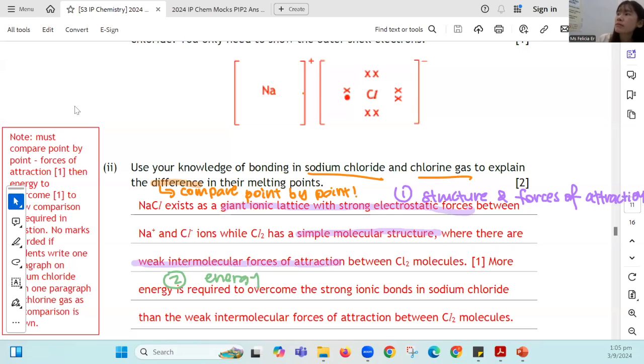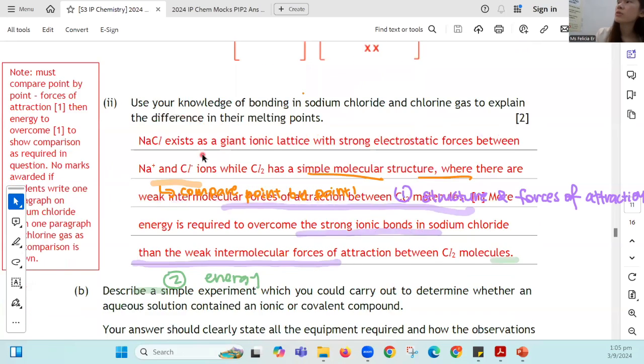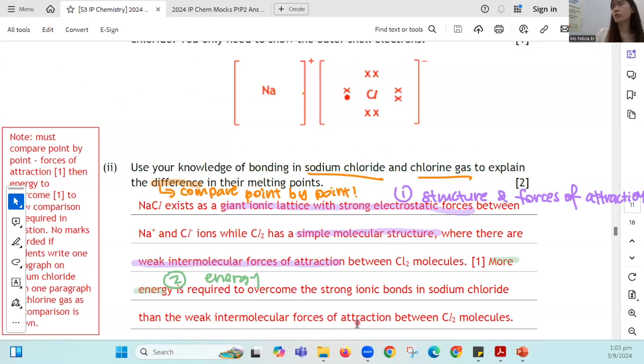Yep, so that's why you can say, the energy to overcome, is it more or is it less? Because one is stronger and one is weaker. So you talk about more energy required to overcome. Then the third point, you state the boiling and melting point. Let me scroll out a bit. Oh, they don't have the boiling melting point. But you can also conclude with a final statement on which one is higher and which one is lower.